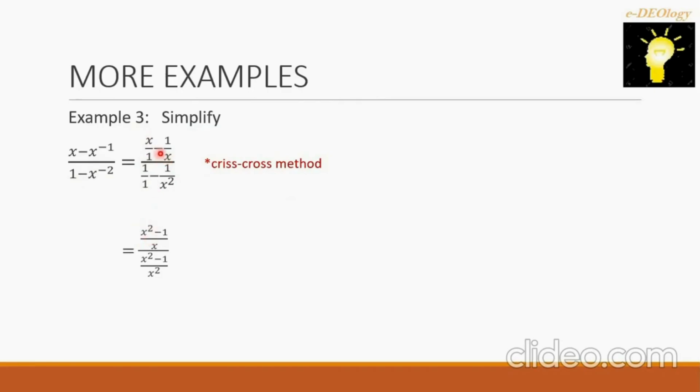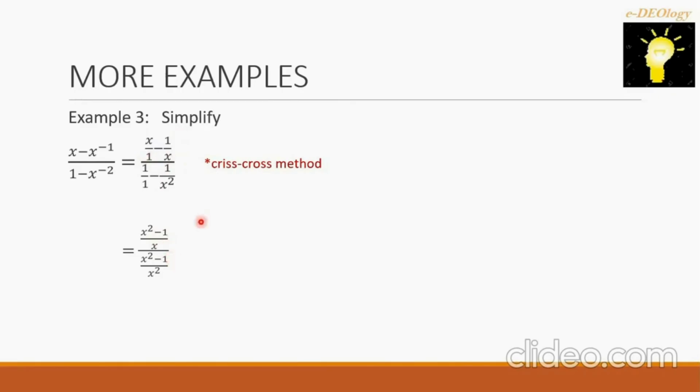And then we will copy this negative sign. The next is this one multiplied by the 1 diagonally. So the answer is 1. We will write the answer here. And then I'm going to multiply the 1 with the x, both denominators. 1 times x is x.